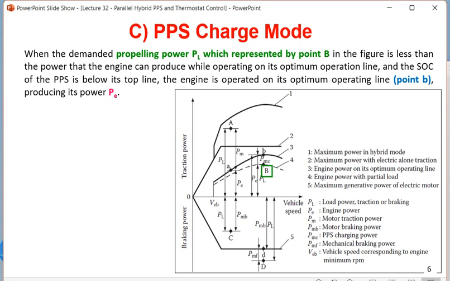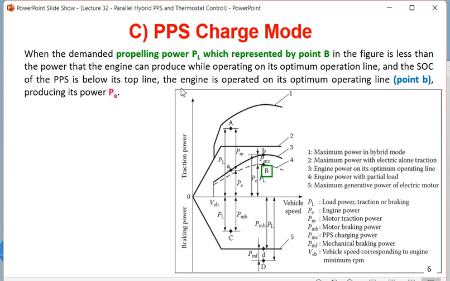And the SOC of the PPS is also below the top line. So another sensing you have to do: when PL, that is capital B, this much power is asked of the engine, at this time you also have to ensure that the PPS is not saturated. That means the PPS has not reached this level 2. And the PPS cannot reach level 2 because in the first two modes, A and B, the PPS has discharged heavily. That's why the PPS SOC is very low. So when the engine is at point small b, and the SOC of the PPS is a lot less, then this mode, mode number C, comes into action.